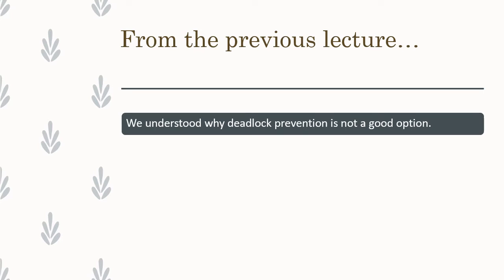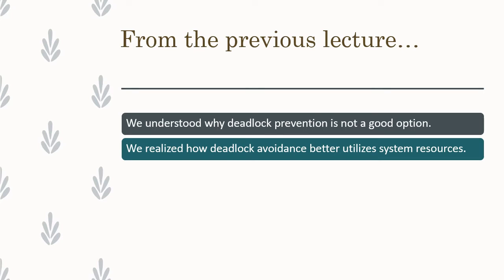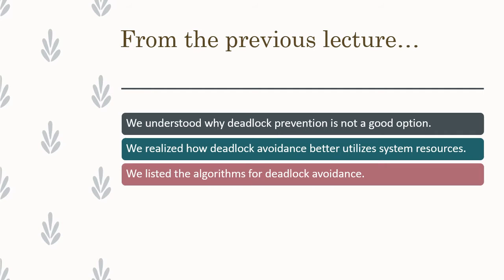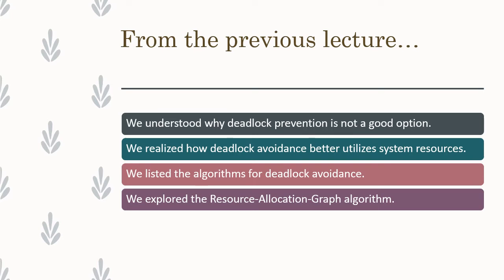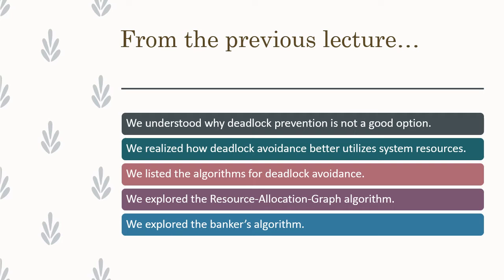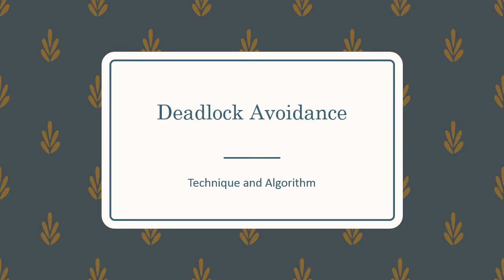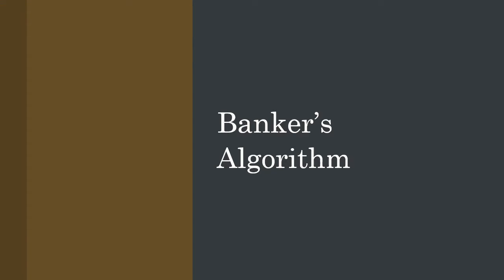From the previous lecture, we understood why deadlock prevention is not a good option. We realized how deadlock avoidance better utilizes system resources. We listed the algorithms for deadlock avoidance. We explored the resource allocation graph algorithm. We explored the banker's algorithm. We resume our discussion on deadlock avoidance. Let us continue banker's algorithm.